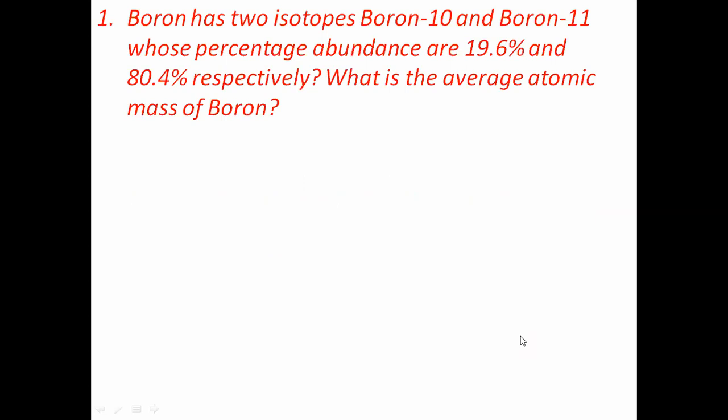So our first question is, boron has two isotopes, boron 10 and boron 11, whose percentage abundance are 19.6% and 80.4% respectively. What is the average atomic mass of boron? Okay, so what they have given in the question is boron 10 and boron 11, meaning boron having atomic mass 10 and boron having atomic mass 11. These are the two isotopes of boron, and their percentage abundance, which is 19.6%. So boron 10 is present 19.6% with respect to boron 11, which is 80.4%. What we need to find out is the average atomic mass of boron.